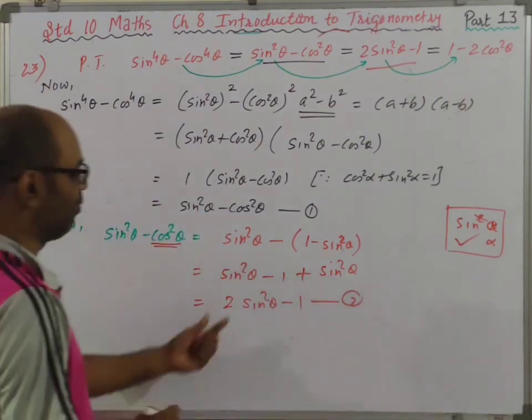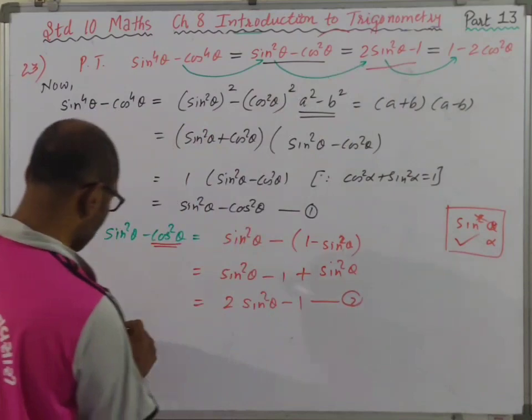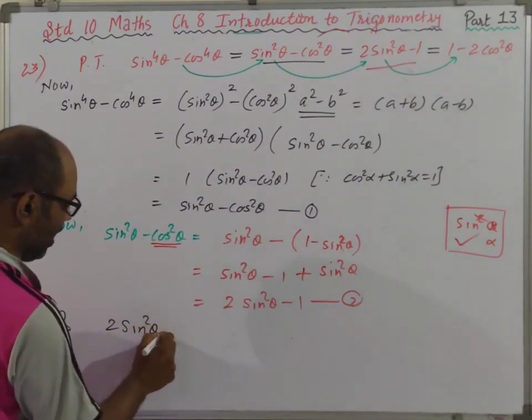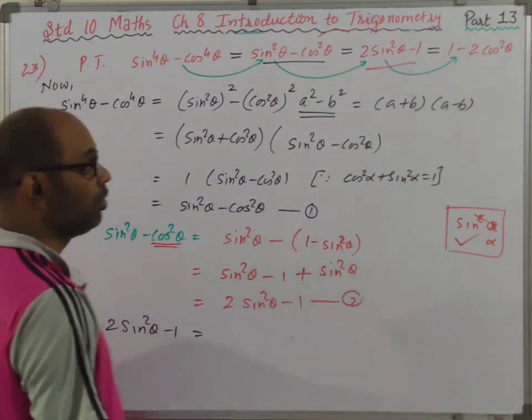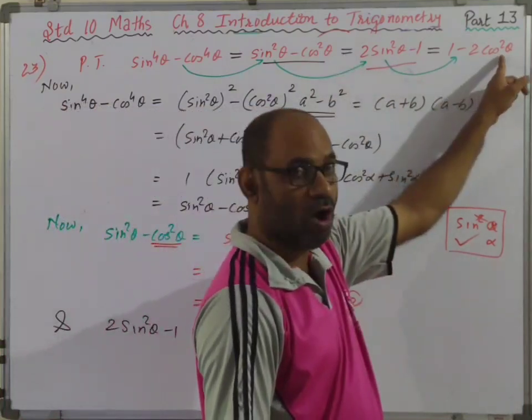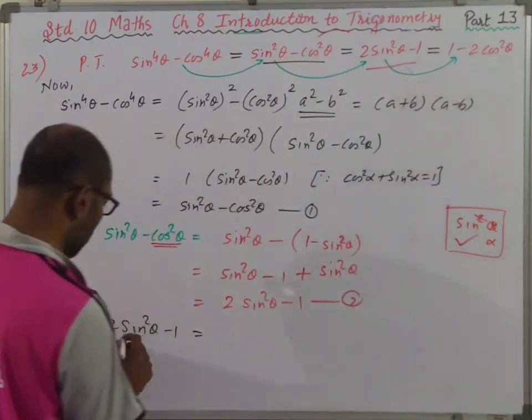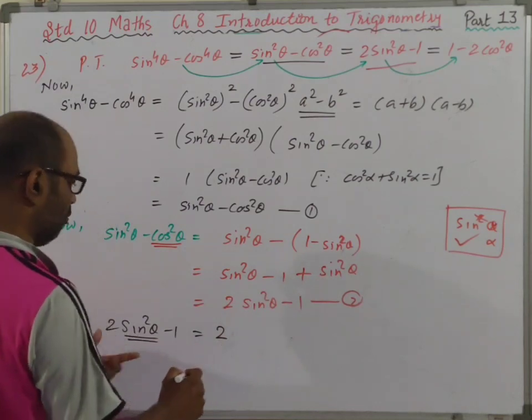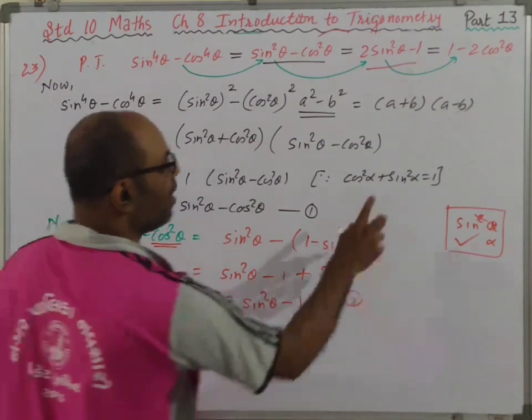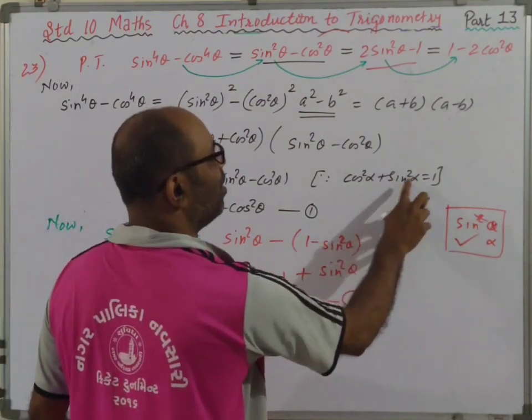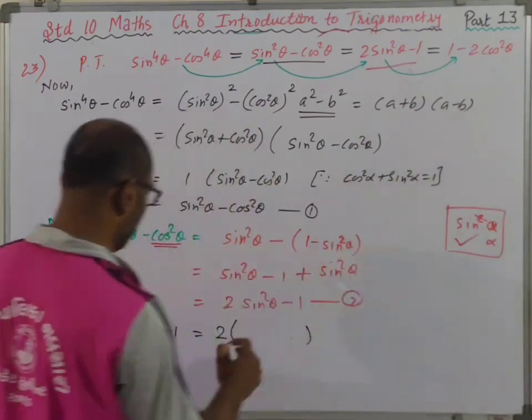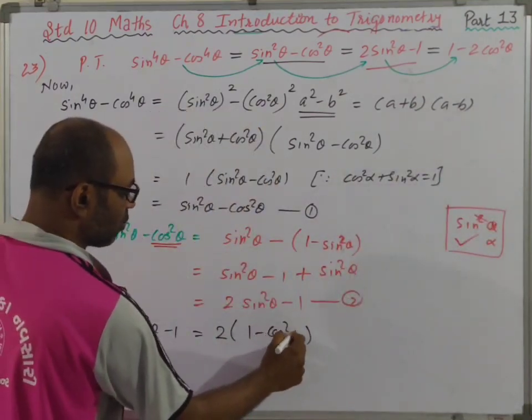And finally I am going to pick this. What I got? 2 sin square theta minus 1 is equal to... Let's see, what do you want? Cos. So convert this. We don't want this. So 2 times, what will be sin square this time? 1 minus cos square. So 1 minus cos square theta.